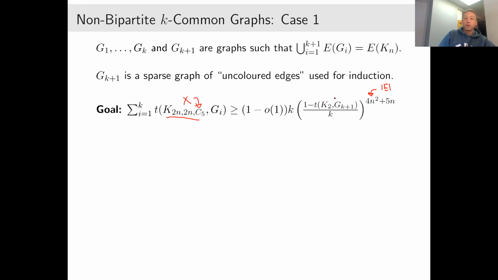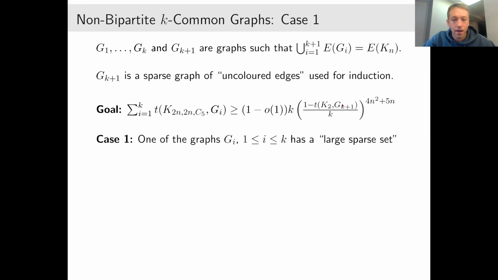Okay, and of course, if there are no uncolored edges, then this term with G_{k+1} is 0, in which case we just get the bound that we want. Okay, so let's divide the proof into two cases.